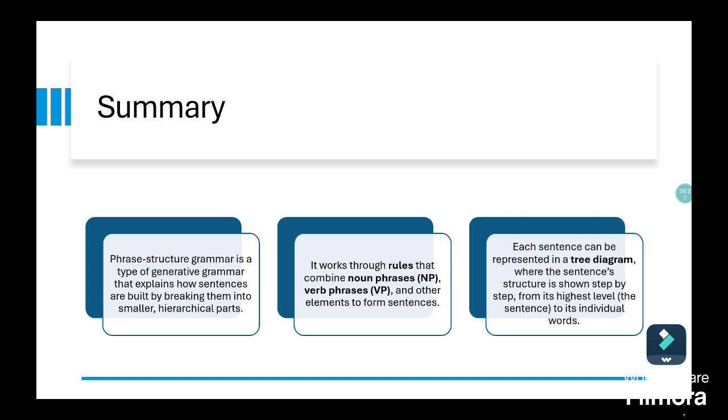Phrase structure grammar is a type of generative grammar that explains how sentences are built by breaking them into smaller hierarchical parts. It works through rules that combine noun phrase, verb phrase, and other elements to form sentences. Each sentence can be represented in a tree diagram where the sentence structure is shown step by step from its highest level to its individual words.